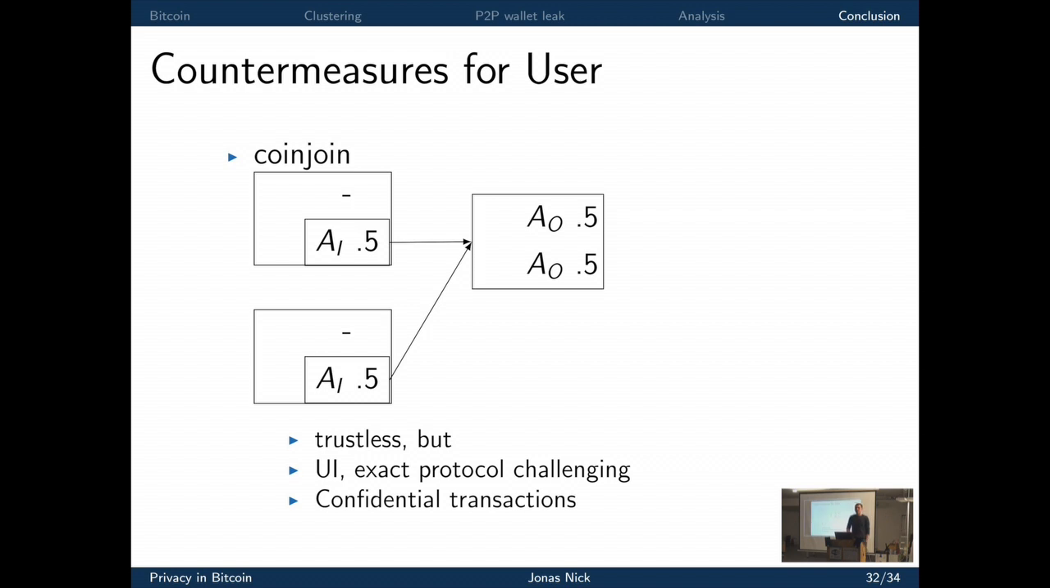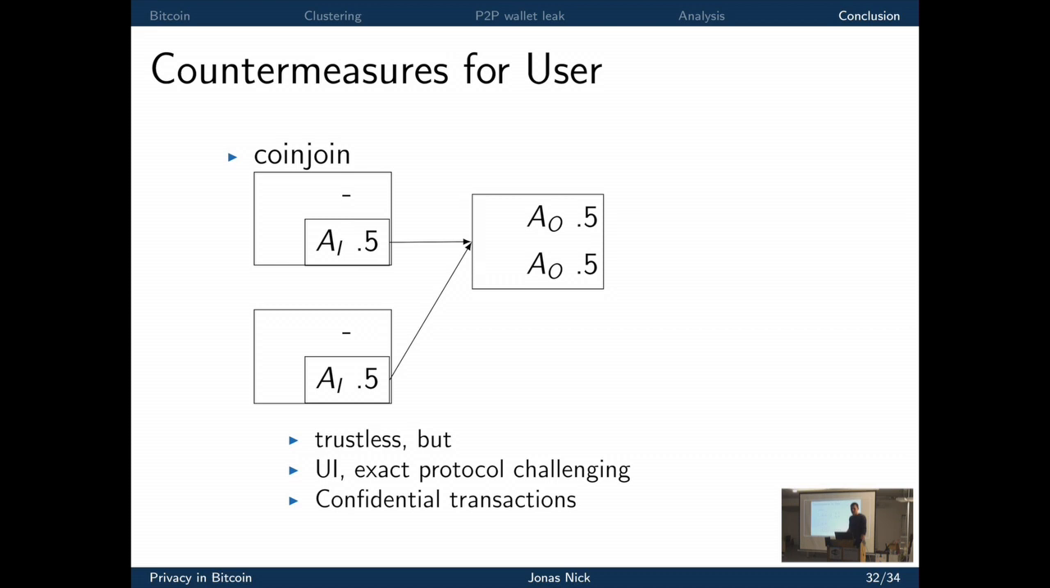There exists a trustless way, basically that's the standard way it's described. If you are Alice, you don't need to trust Bob; there's no way that Bob can steal your coins. But in practice it turns out that the user interface and the exact protocol are very challenging, because if Bob misbehaves, he could try to start a denial of service attack and so on. So this is quite challenging.